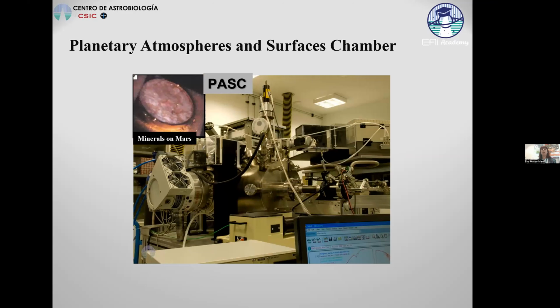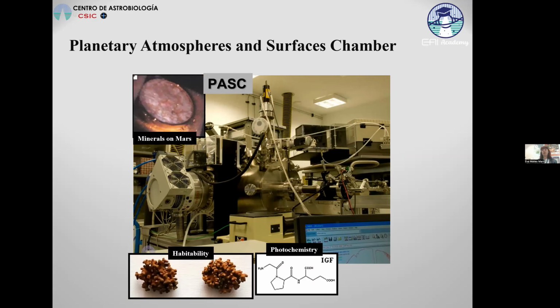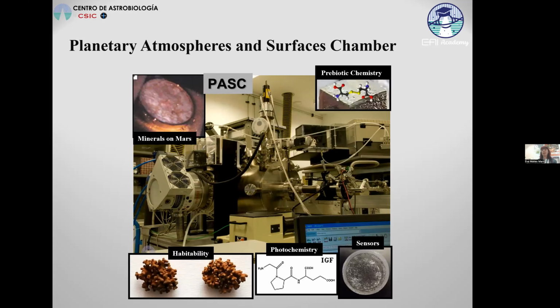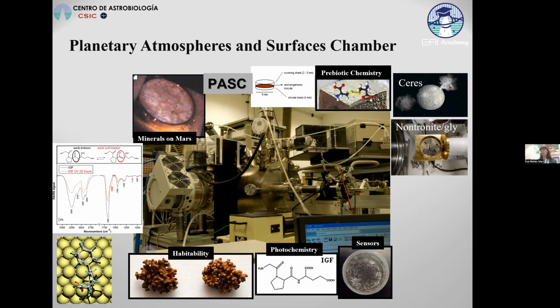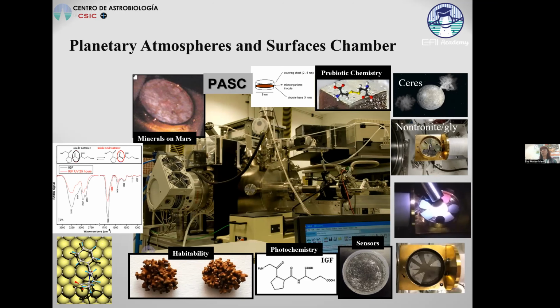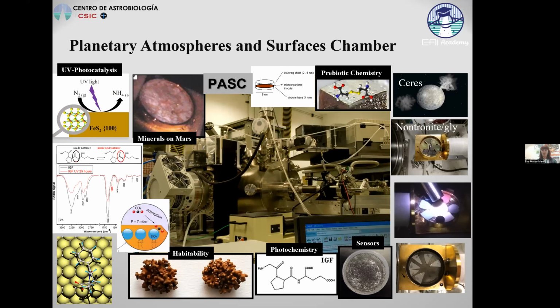a study on minerals on Mars, habitability with lichens, photochemistry of peptide molecules, prebiotic chemistry, sensors, studying bacteria, also nucleic bases, some proteins and peptides in Ceres, and nontronite as a nice clay reservoir for biomolecules, the calibration target of Mars 2020, some other microorganisms, UV photocatalysis processes, and also nanoparticles to absorb CO2. So I would like to show a bit of the versatility and the potential of the planetary simulation chamber. So I have picked some of those examples to see which experiments we are running on the system.